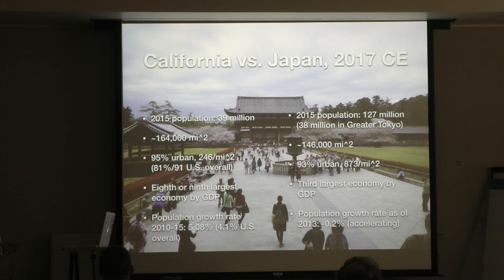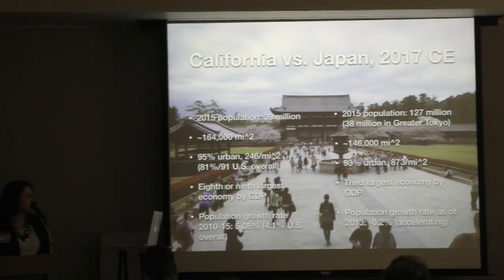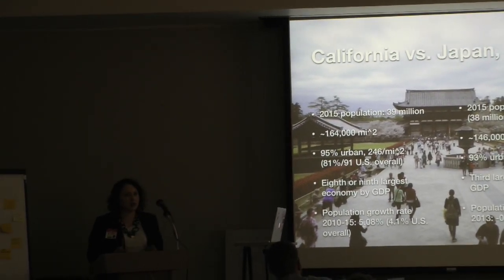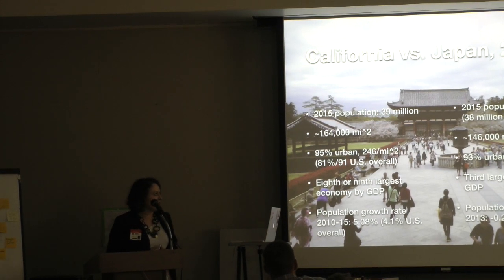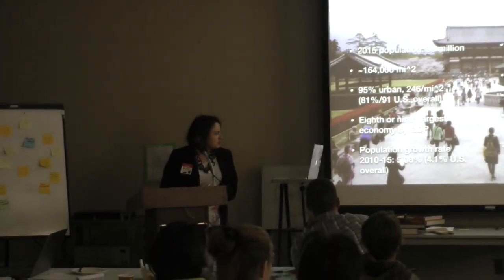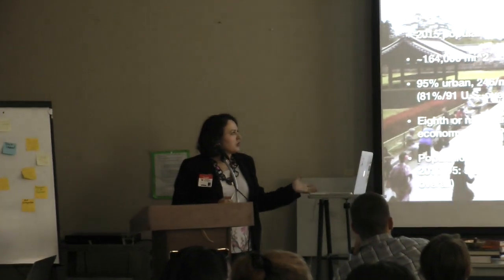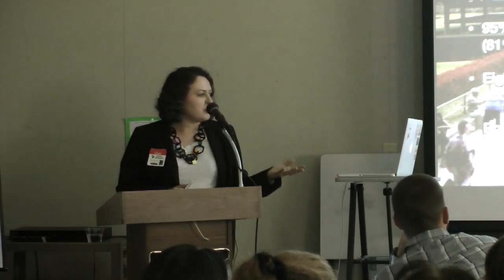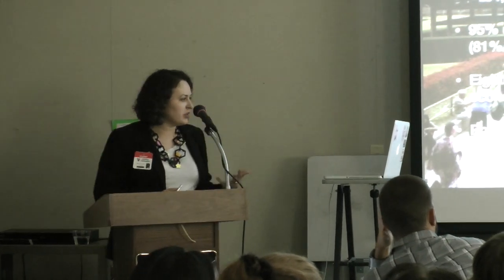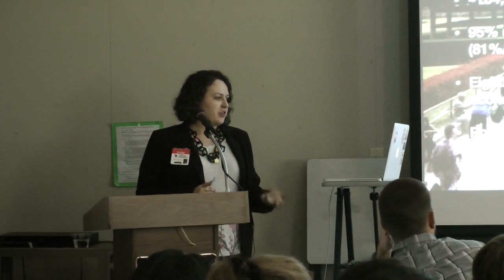In terms of landmass, however, they are somewhat comparable. California, slightly larger, 64,000 square miles. Japan, on the right, slightly smaller, 146,000 square miles. They are also very comparable in terms of rates of urbanization. Japan, 95% of people live in an urban area, versus California is 93%.